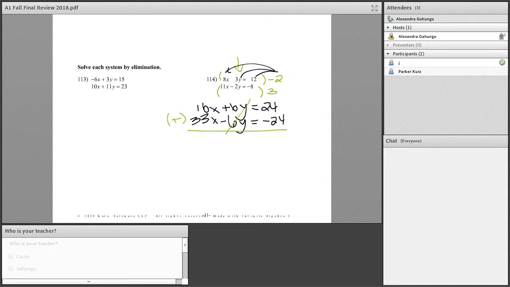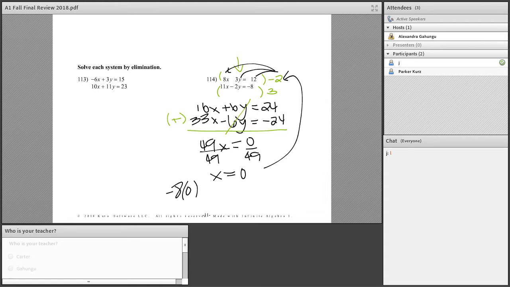And then we'll add, and we will get 49x. The y's are gone, equals 0. So I divide by 49. So x is equal to 0, because it's like $0 cut into 49 pieces is still $0. So x is 0, then you gotta plug it back into the original. So we're gonna take -8, plug in 0 for x.